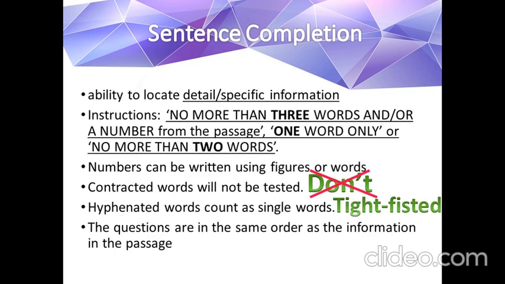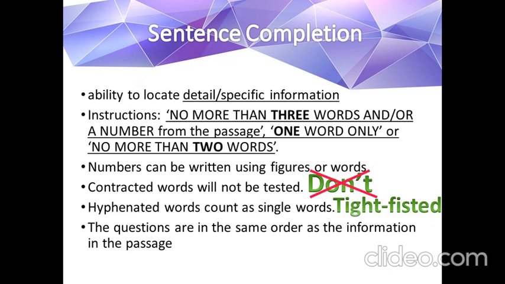So these tasks check your ability to locate detailed and specific information. Most of the time the instructions are as follows: write no more than 3 words and or a number from the passage. There can be 1 word only or no more than 2 words. So the limited numbers for this type are 1, 2, and 3.